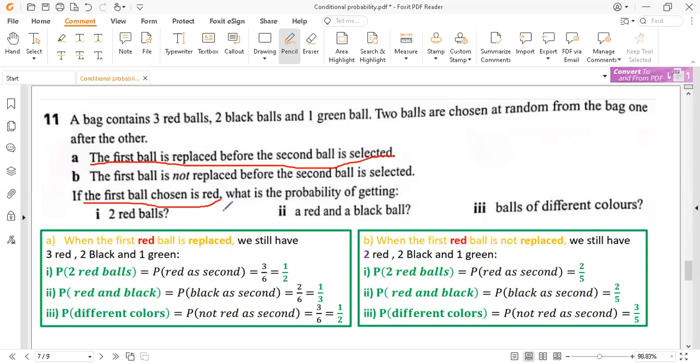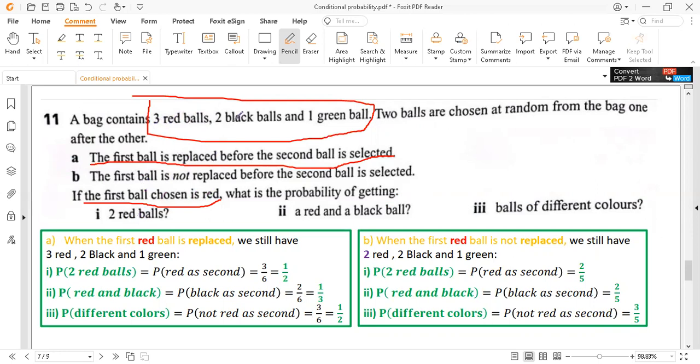So if the first ball chosen is red, what is the probability? The first chosen is red, and we also replace it in the bag. So what is the reduced sample space? We again have the same number of balls. So the reduced sample space is the same as in the original, in the first selection. Okay, we have 3 red balls because what we chose we simply replaced in the bag.